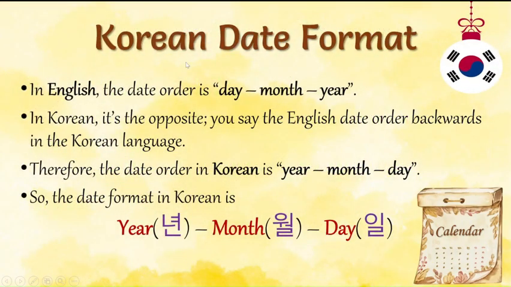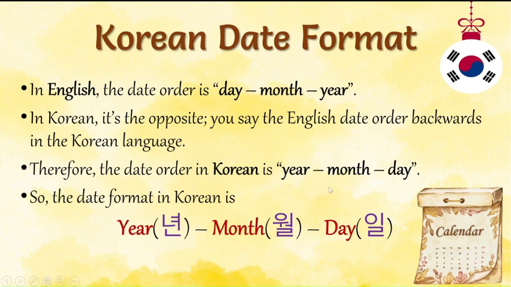Alright, now in English, the order for writing a date is first comes the day, then the month and then the year. This is the general order. But in Korean, it's just the opposite. You say the English date order backwards while talking in the Korean language. Therefore the date order in Korean is first comes the year, then the month and then the day. This is the order for writing a date in Korean language.